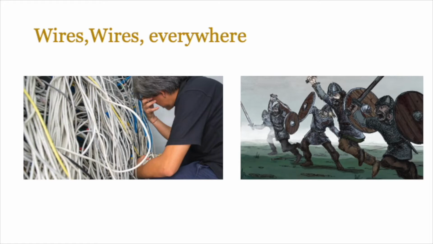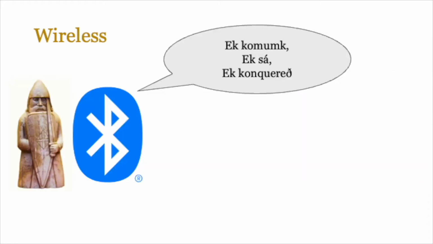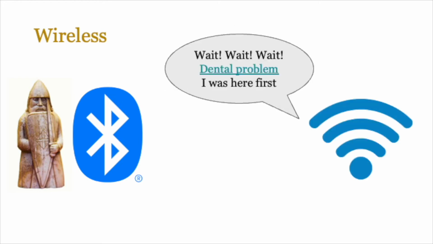And this is where the Vikings came along, and they came with a technology called Bluetooth. What they wanted to do was to simplify the way we communicate and share data in a shorter range. So Bluetooth came about, and just in case you're wondering what the Old Norse phrase is, it's "I came, I saw, I conquered." And Bluetooth is probably saying, "I'm the king of wireless communication." But along comes Wi-Fi and says, "Wait, I was here first."